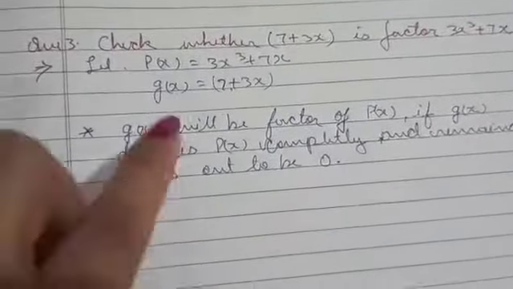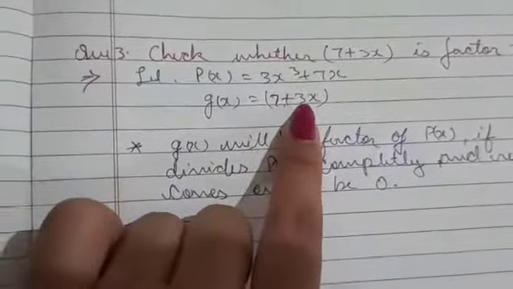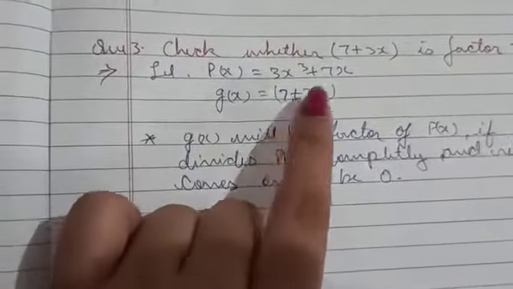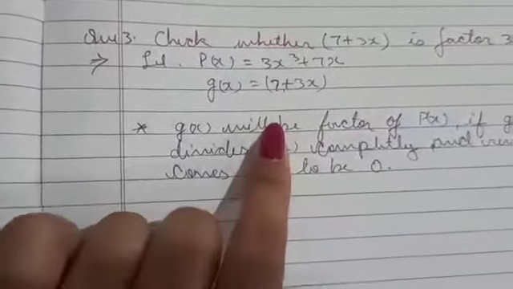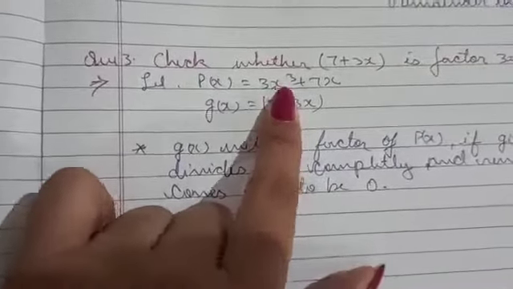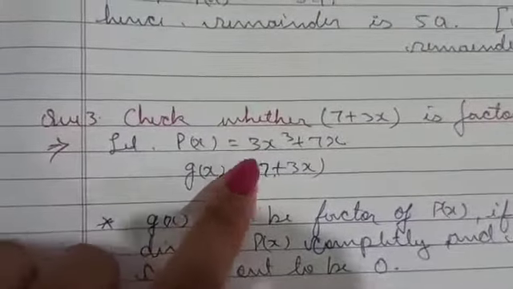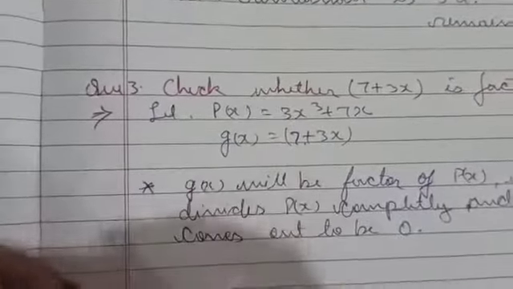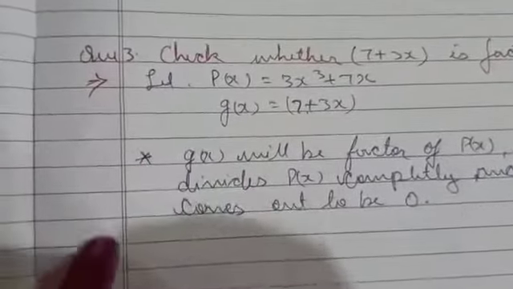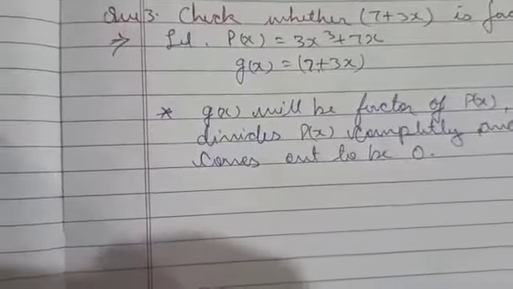Now get the remainder. How will you get the remainder? Equate this gx to 0, you will get the value of x. x is equal to minus 7 upon 3. Now put this x equals minus 7 upon 3 in this polynomial. If you get the value of the polynomial at x equals minus 7 upon 3 as 0, then it is a factor, and if it is not 0, then gx is not a factor of px.